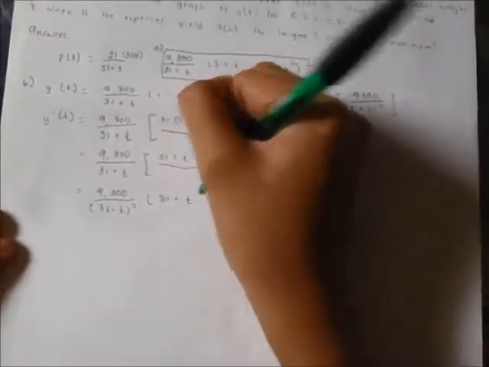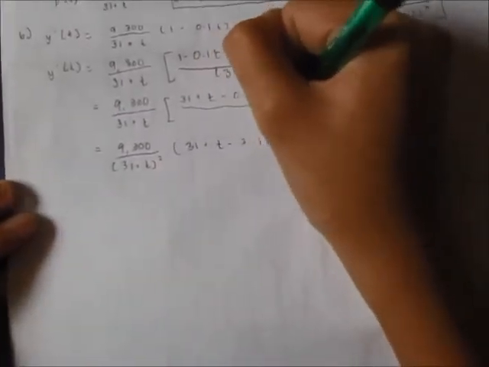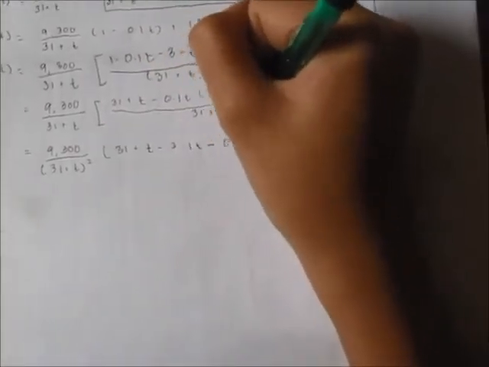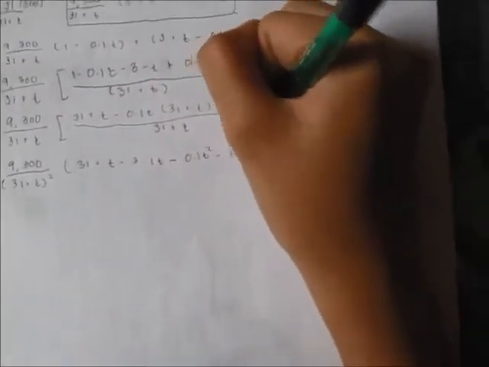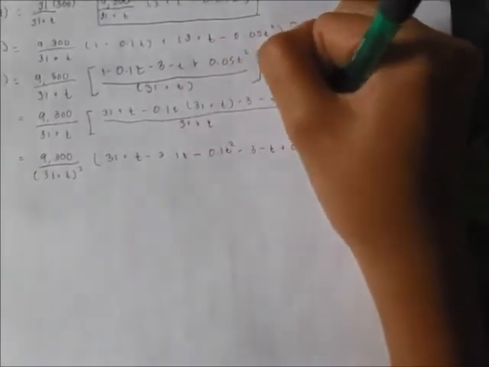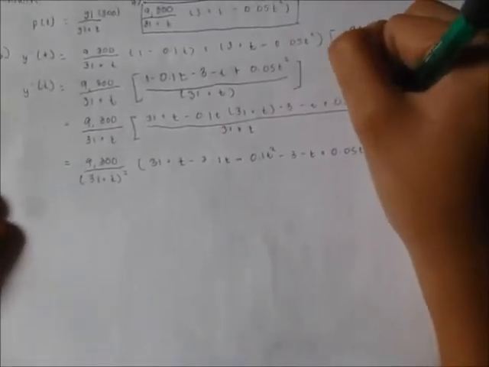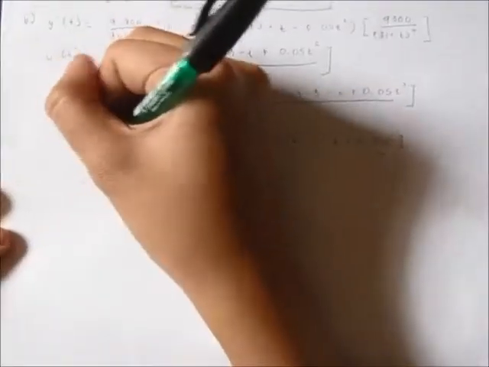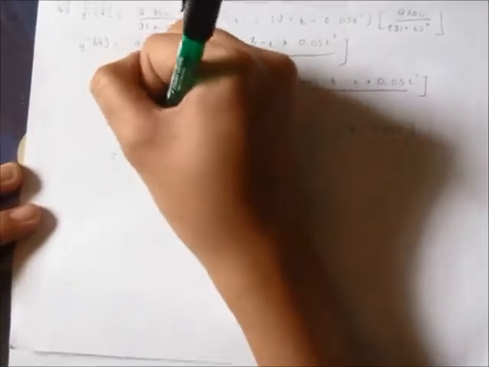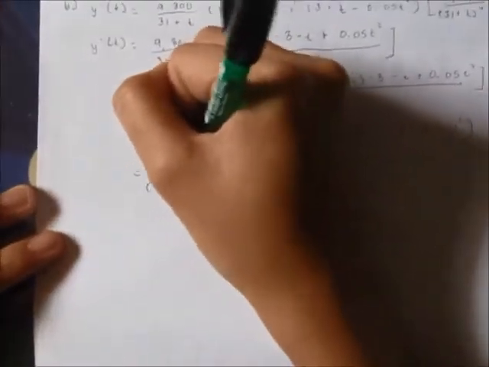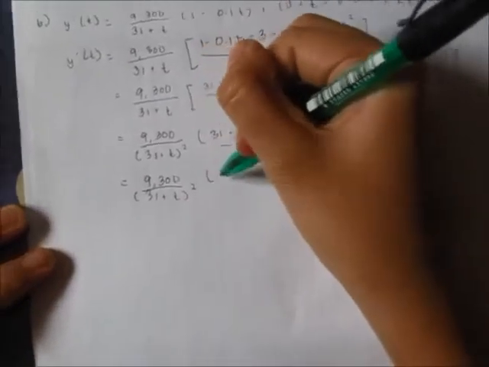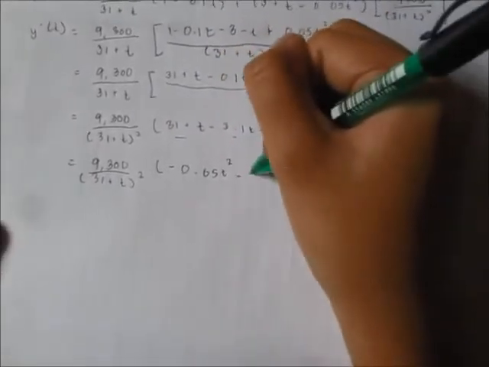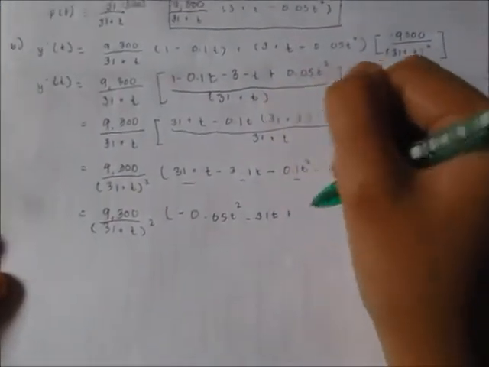31 plus T minus 3.1 T minus 0.1 T squared minus 3 minus T plus 0.05 T squared. So, we must perform this operation. And then, 9,300 over 31 plus T squared equals negative 0.05 T squared minus 31 T plus 28.